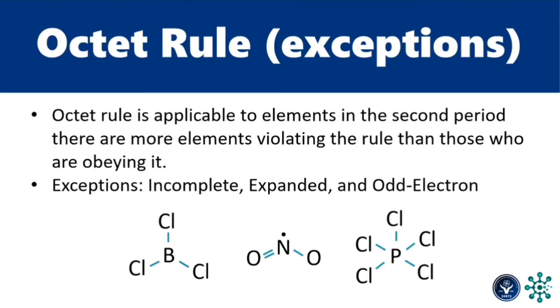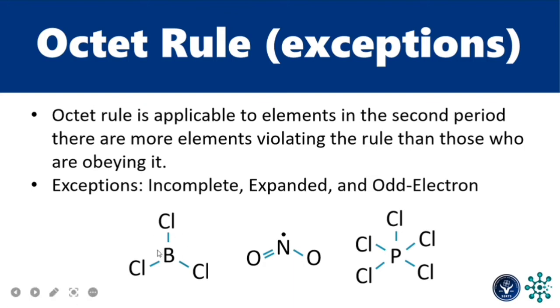Now, the octet rule is mostly applicable to elements in the second period, which tells us that there are more elements violating the rule than those obeying it. And because of that, we need to take into consideration these exceptions. We have 3: incomplete octet, expanded octet, and odd electron species.